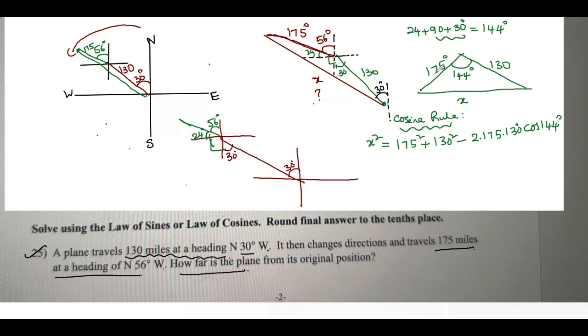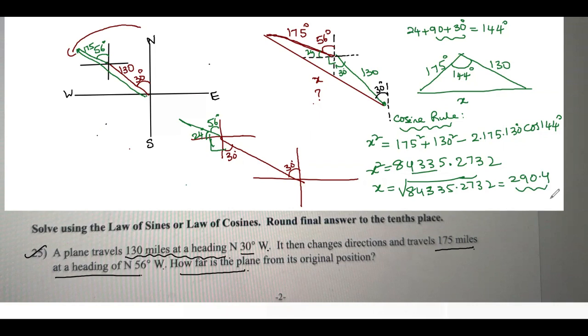Whatever sides are remaining, those two sides must be whole squared: 175 square plus 130 square minus 2 times those two sides' product and cos of the included angle. Use the calculator and find the value of x. It comes out to be 84335.2732. I want the value of x, which is the square root of the same 84335.2732, and it comes out to be 290 miles approximately. 290 plus 90.4 miles. So this is the distance of the final position from the initial position.